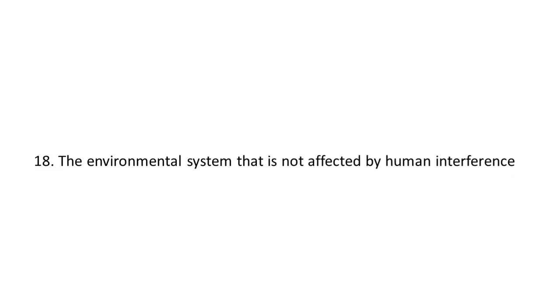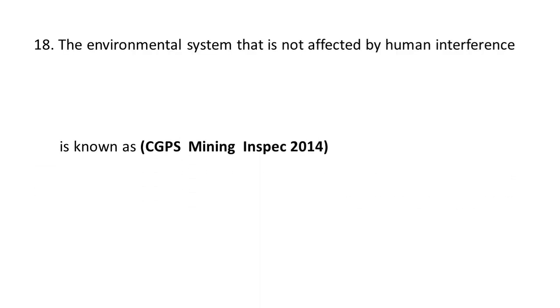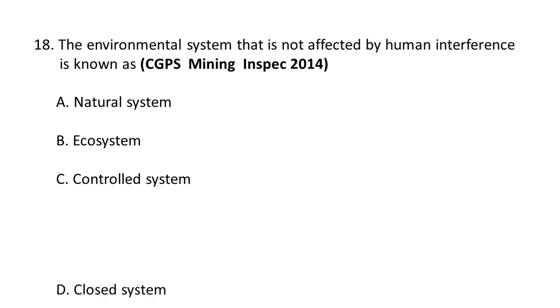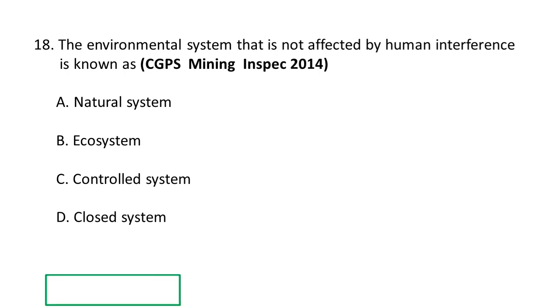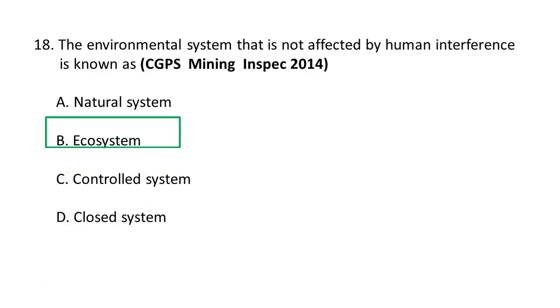Next question. The environmental system that is not affected by human interference is known as A. Natural system, B. Ecosystem, C. Controlled system, D. Closed system. The environmental system that is not affected by human interference is known as natural system. A is the correct option.